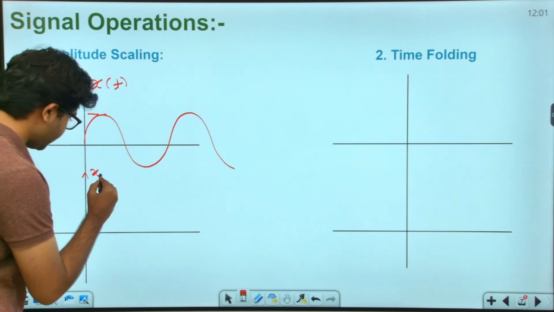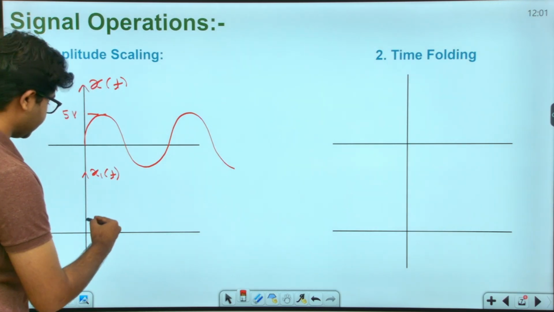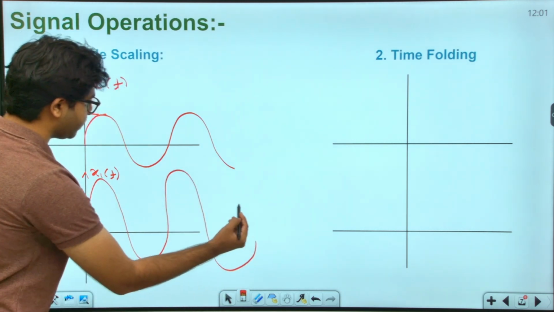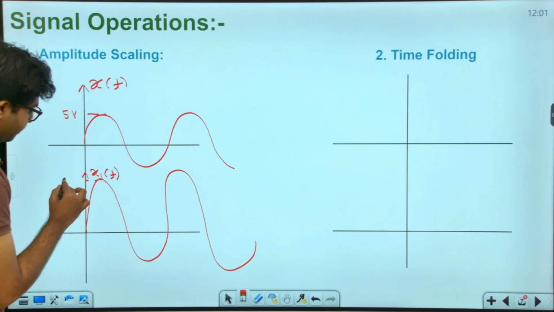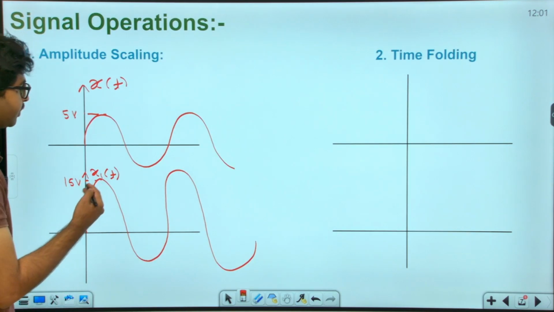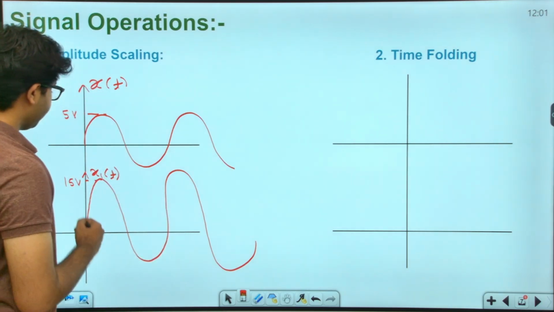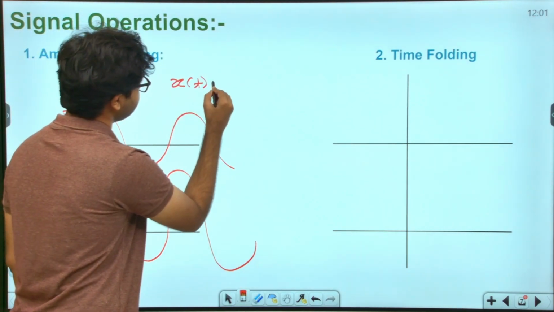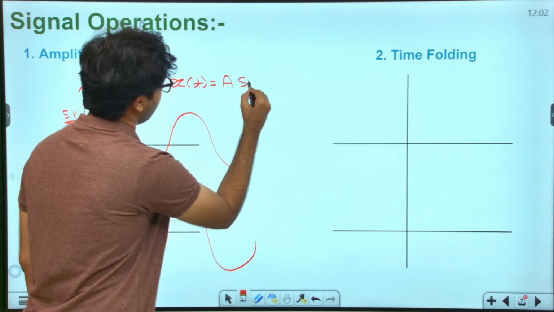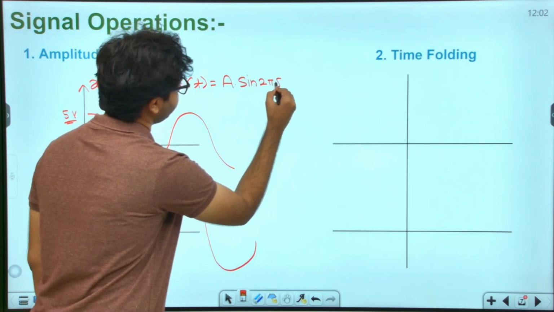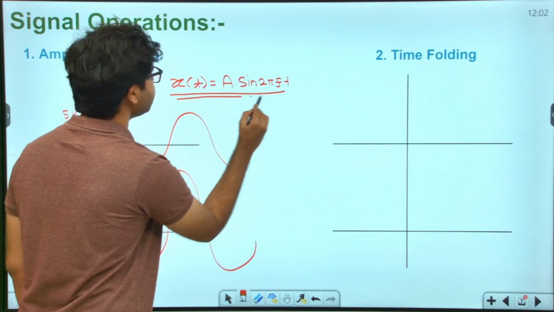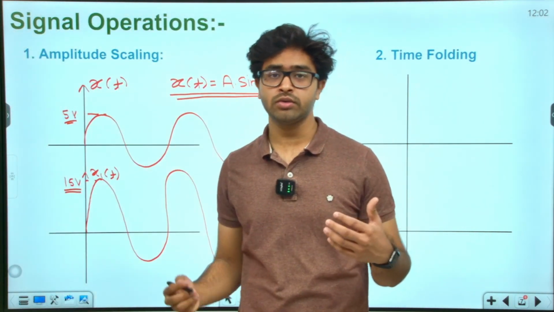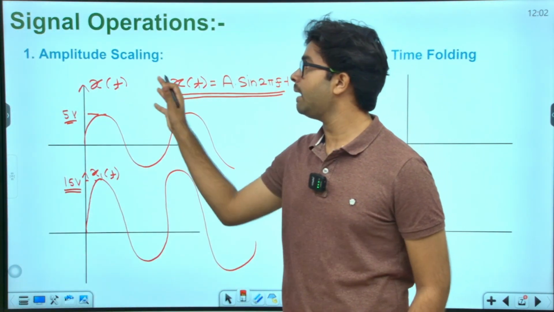For x1 of t, its amplitude is increased. I will draw it like this, just ignore my drawing. The important concept is that it is 15 volts, let's say, and 5 volts. So we can denote it as x of t is equal to A sine of 2 pi f t, where A is the scaling factor. Here the scaling factor is 3, as 5 volt is increased to 15 volt, so A is 3. So this is amplitude scaling.